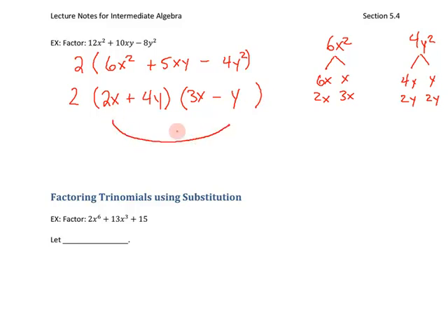The outside gives me negative 2xy. The inside gives me 12xy. 12 minus 2 is 10xy, which checks out. Right?